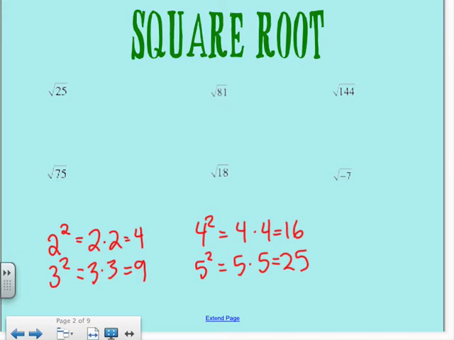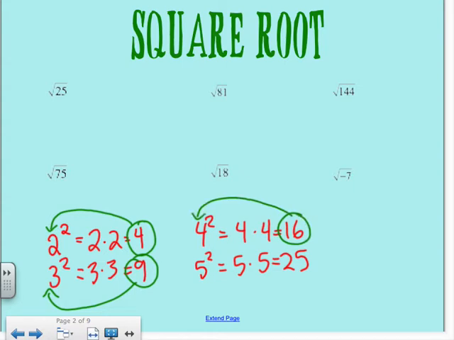Okay, now square root is just going backwards. It's taking a number and going back. The square root of 4 would be 2. The square root of 9 would be 3. The square root of 16 would be 4. And the square root of 25 would be 5. So this very first answer, the square root of 25 is 5, because 5 times 5 is 25.